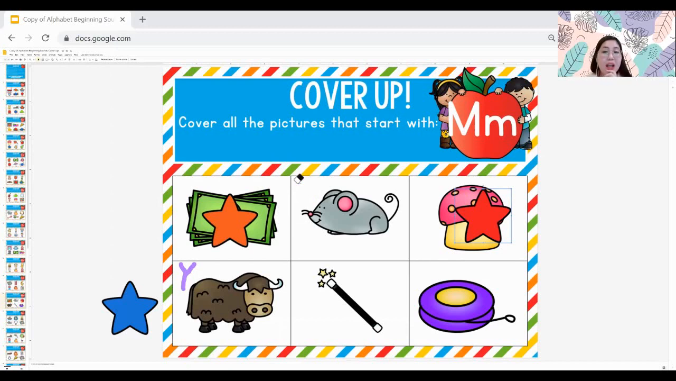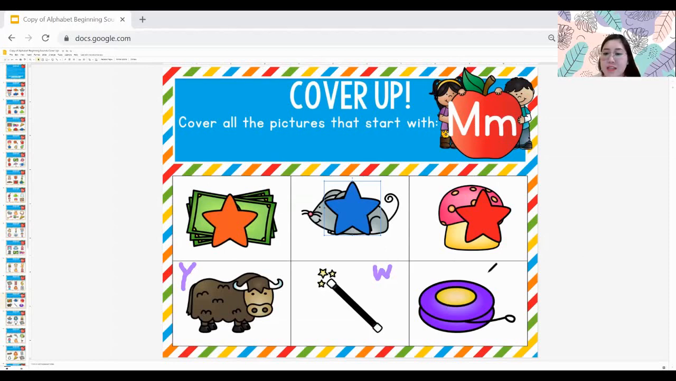So if that's one, this should be a mouse. Sorry, the rat is the big one. This one is a small one. So this is a mouse. Okay. So let's cover the mouse. And this one, this is wand, so it should be letter W. And the last picture that we have is the yo-yo. That's for the letter Y.